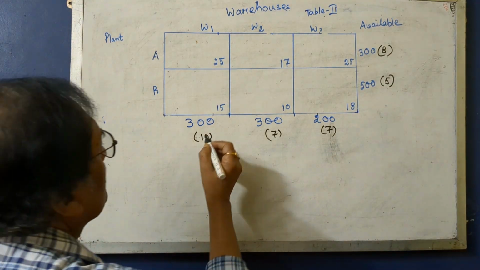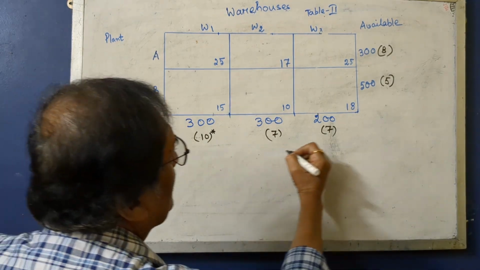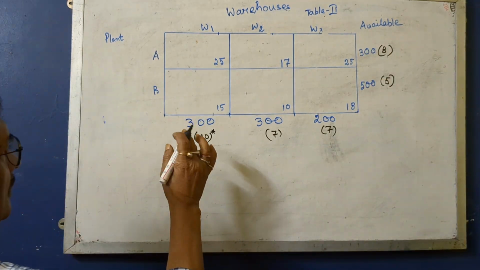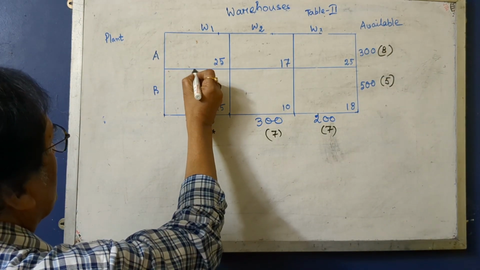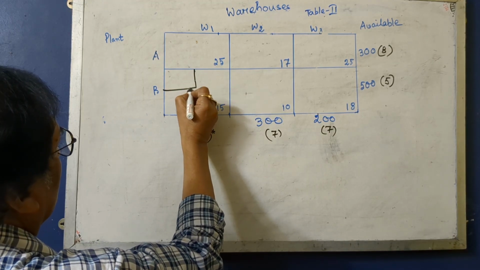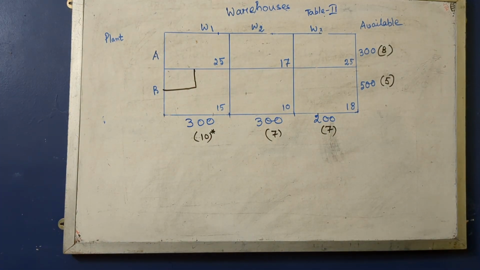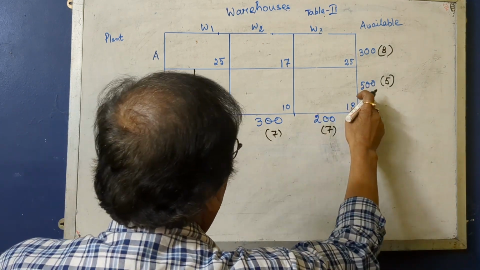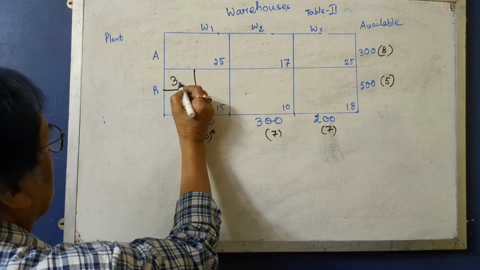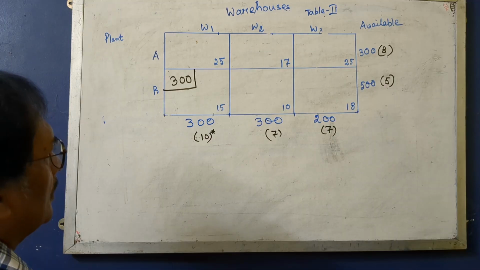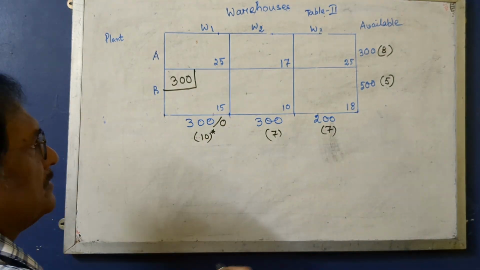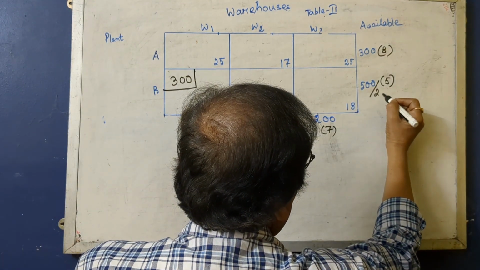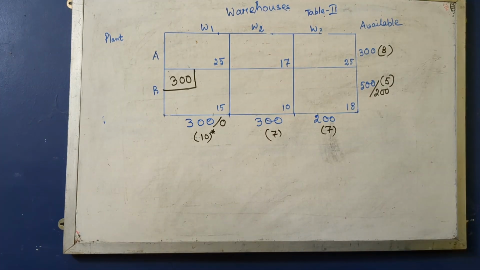Again, you have to find the highest difference. This is the highest difference, and you have to allocate on the lowest cost cell. This is the lowest cost cell. Clear? How much do you allocate? 300 and 500. Out of this, the minimum is 300. 300 have to be allocated, the requirement becomes 0, and the remaining is 200. In this way, you have done table 2.